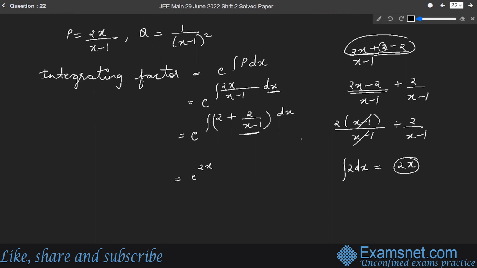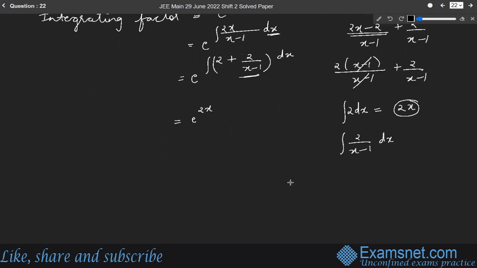Now we have to integrate this term, which is integral of 2 upon x minus 1 dx. Again, 2 is a constant, so it will come out, right? Now what will remain? Integral of 1 upon x minus 1 dx. It is in the form of integral of 1 by x dx. And what is the formula? The formula for integral of 1 by x dx is always equal to log x, right?